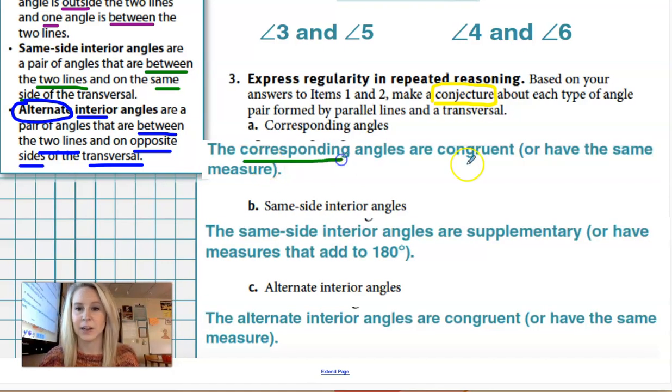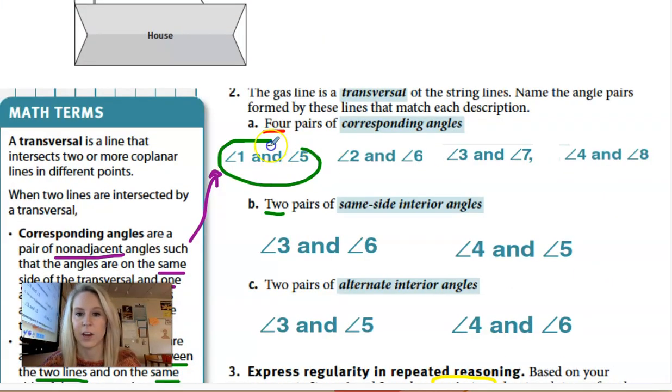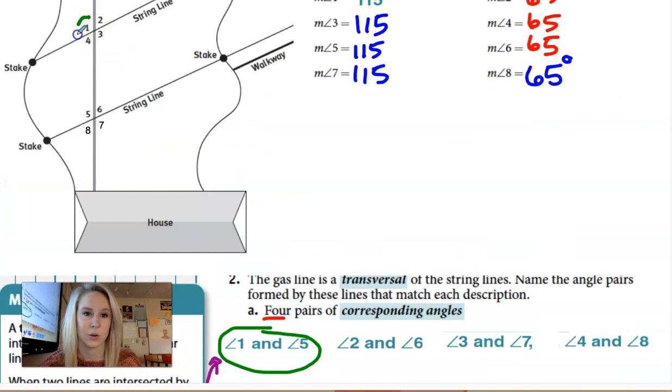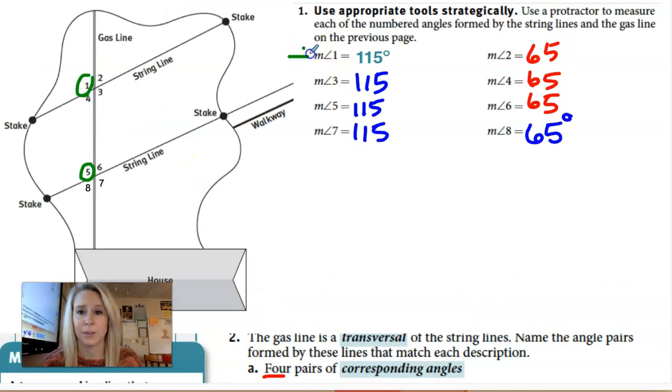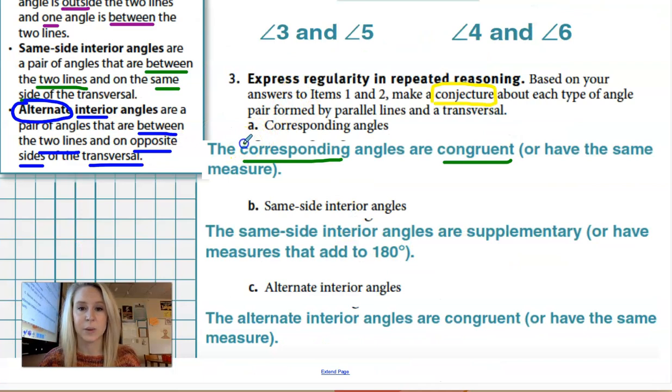First, corresponding angles are congruent. So hopefully you had that written down. So let's take a look at an example. I've got angle 1 and angle 5. I said they were corresponding. Angle 1, angle 5, they look the same. And then boom, over here, angle 1, angle 5. We know that they're the same. Okay? So how I remember it is corresponding, congruent. They both start with a C.